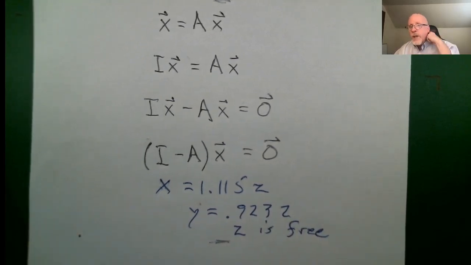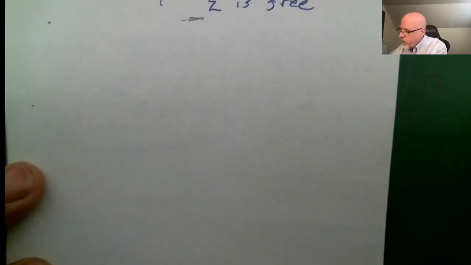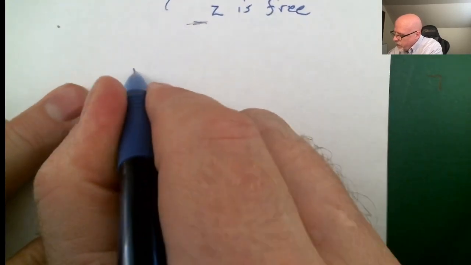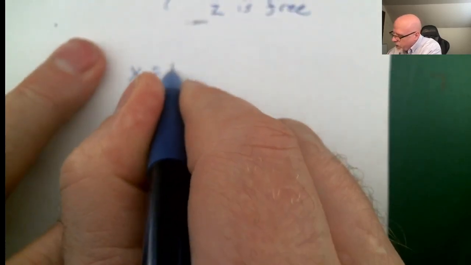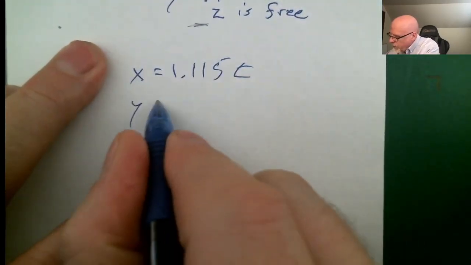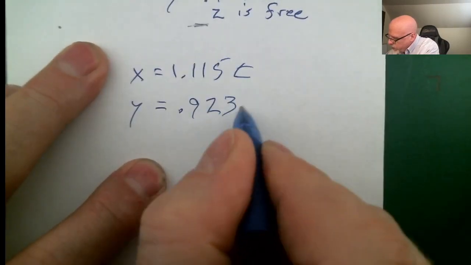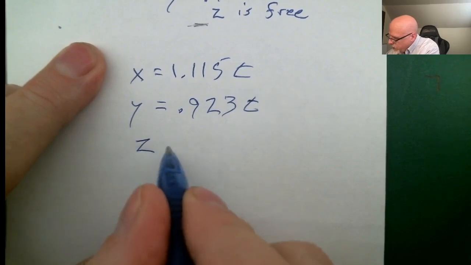If you like, you can do this in that alternate form where we come up with a name for the parameter. So then you have x is equal to, let's say, 1.115 t. y would be 0.923 t, and z would be t.